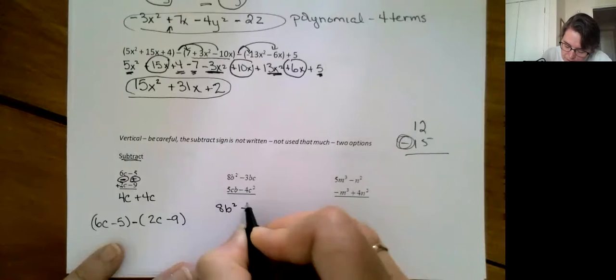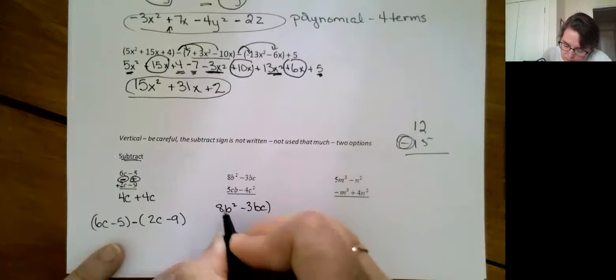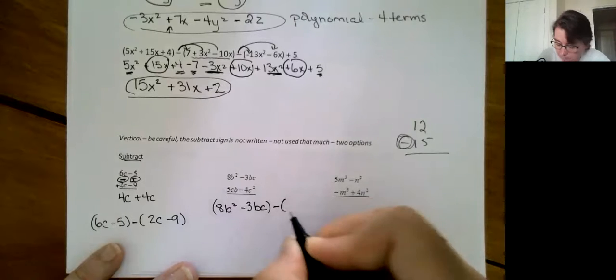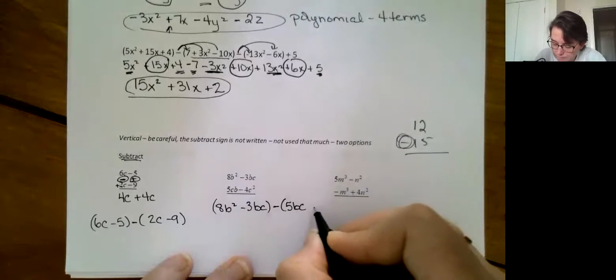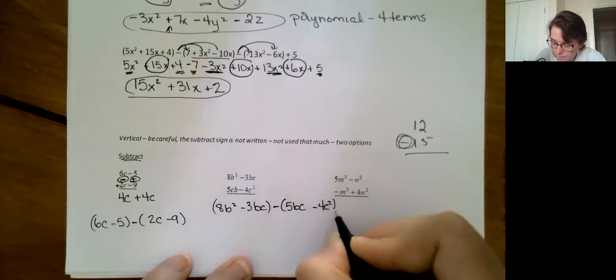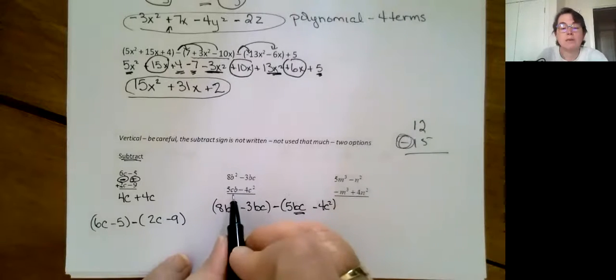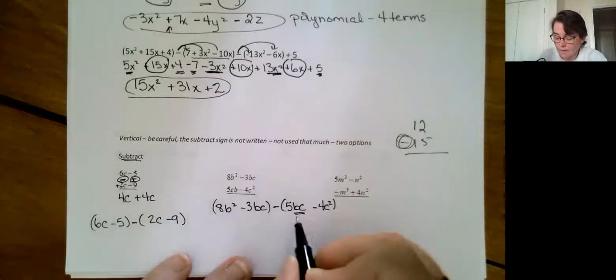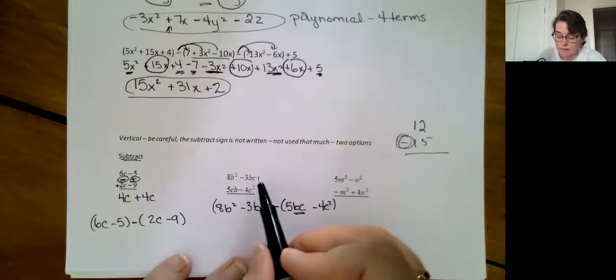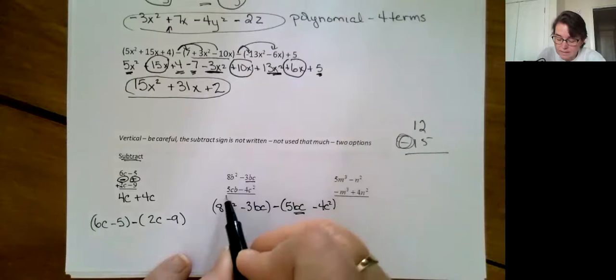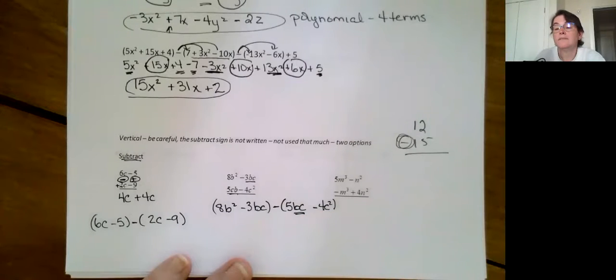8b squared minus 3bc minus, now, here's another thing that was weird. Was this, right? If you look in the question, it was written as CB. It should always be in alphabetical order, because if you're having a bad day, this and this might look different enough that you don't realize that they're like terms. But if you put everything in alphabetical order, it should work out a lot easier.